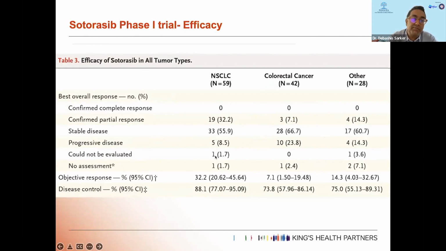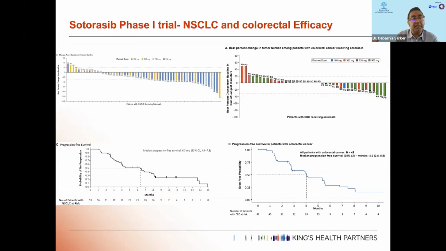The objective total response rate was 32% in non-small cell lung cancer, 7% in colorectal, and 14% in other tumor types. And these are waterfall plots. On the left-hand side is non-small cell lung cancer, and on the right-hand side is colorectal. These waterfall plots show maximal tumor reductions from baseline at the top here, and you can see clearly there's a difference between the non-small cell lung cancer and colorectal groups. These are quite nice, even in the context of a phase 1 clinical trial. We see them more commonly in phase 2, but when you have large numbers of patients, it's quite helpful and gives you an early idea of the efficacy.